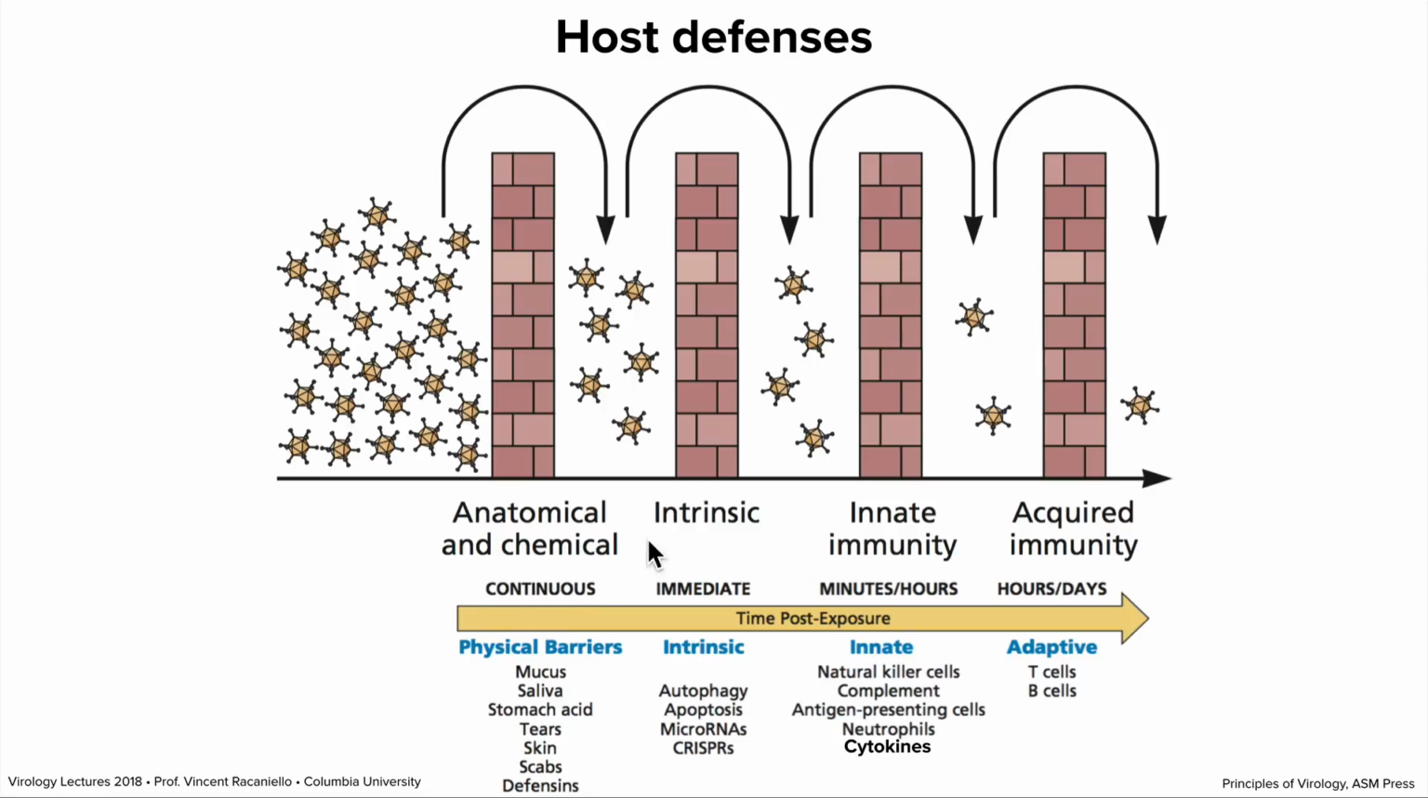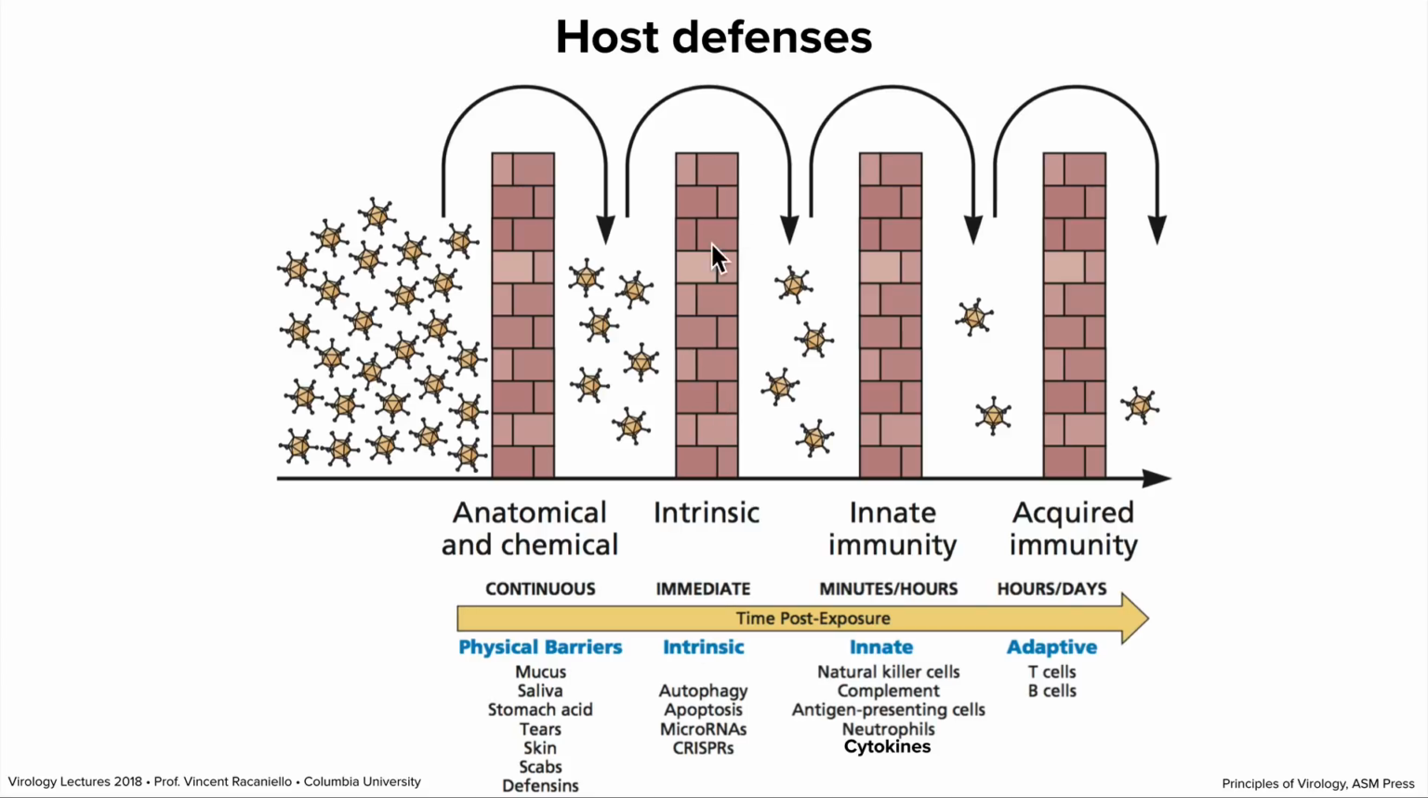Then we move to intrinsic. These anatomical and chemical barriers eliminate many viruses, but some overcome them. And then they encounter the intrinsic defenses. And these are also present immediately. In other words, they can be activated very quickly. And they include autophagy, apoptosis, microRNAs, and CRISPRs. We'll talk about some of these today.